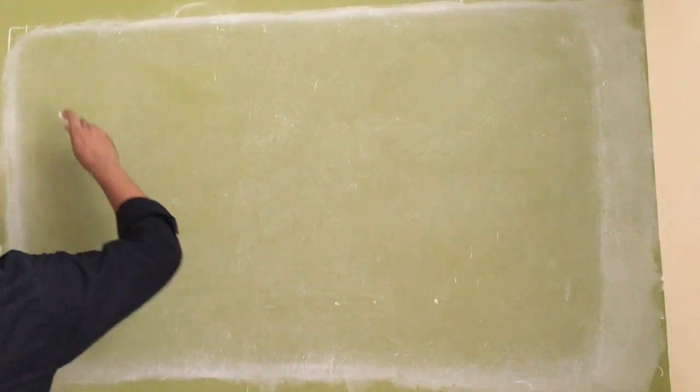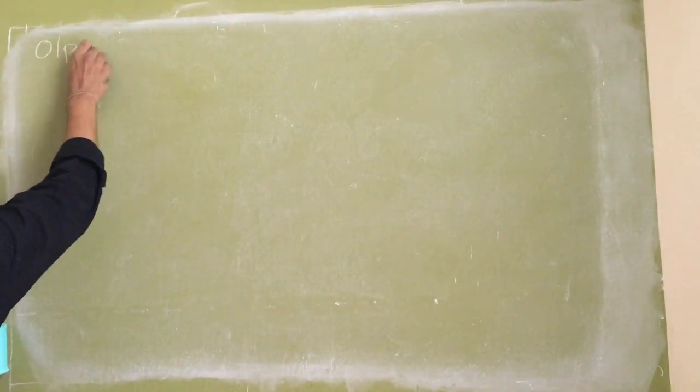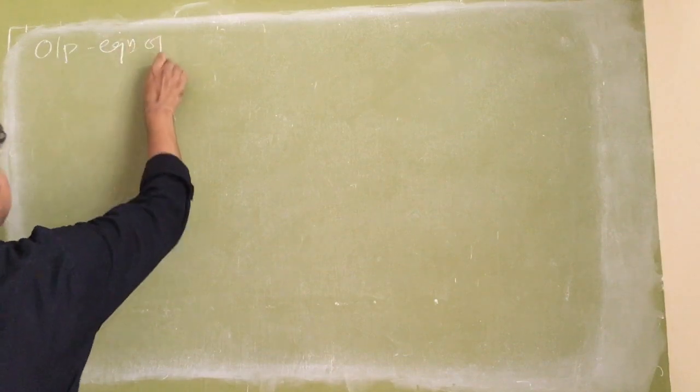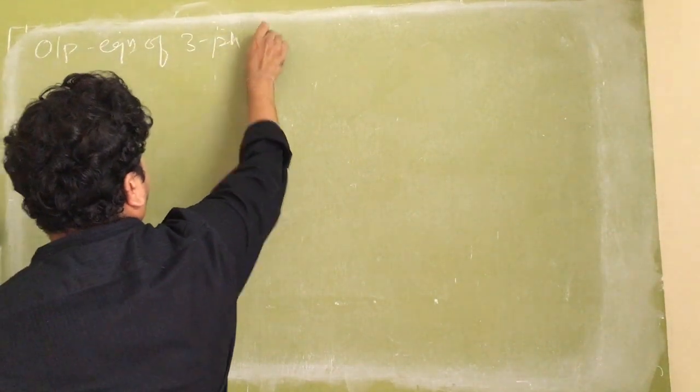So in the last class we have seen the output equation of transformer, especially single phase transformer. So today we will go through the output equation of three phase transformer and the output equation in terms of EMF per turn and other design aspects. Okay. So output equation of three phase transformer.